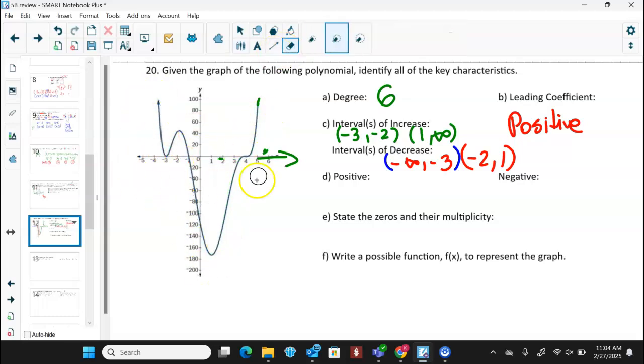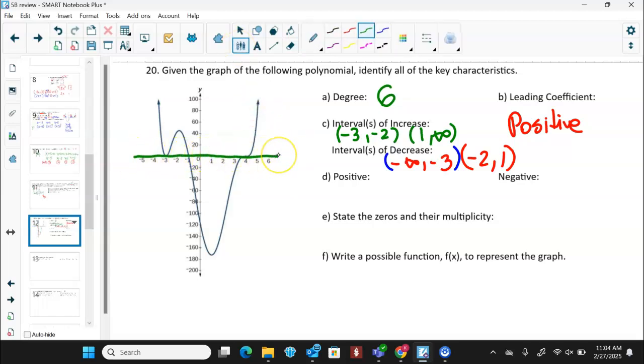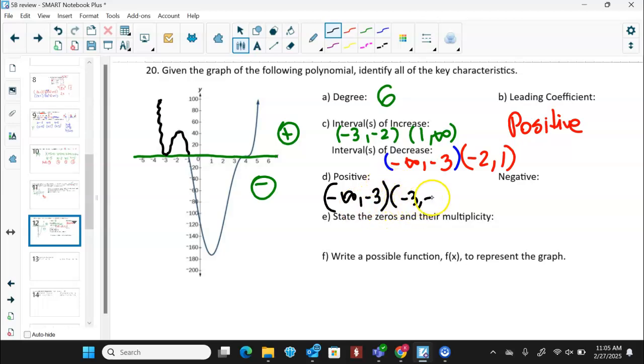Now for positive and negative, it's a little bit different. Positive and negative, it's based on your x-axis. So here you have your x-axis. Positives are all these numbers, negatives are all these numbers. So I am going to do positives first. So I got this one, this one, this one, it's all positive. So I could say negative infinity to negative 3, from negative 3 to negative 1. So from here to here, and then from here to here, it's all positive. And then where is positive again? From 4 to infinity.